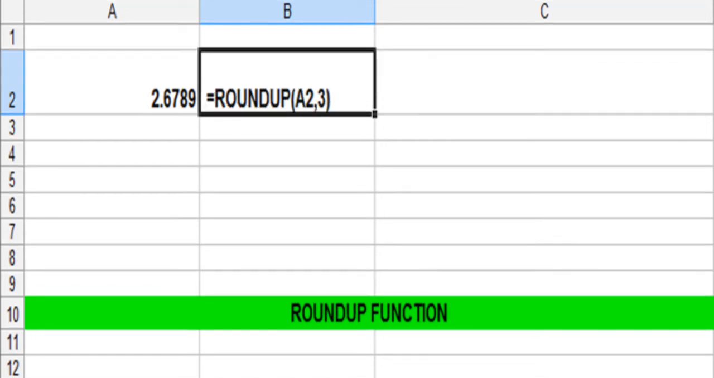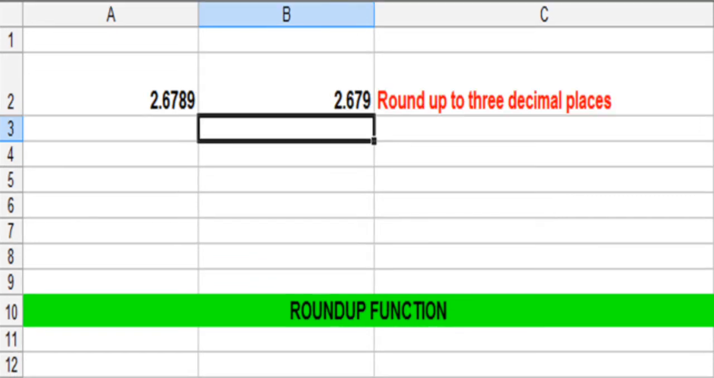Round up to three decimal places. The formula is equals ROUNDUP(A2, 3). Press enter. Rounded up to three decimal places. Result 2.679.